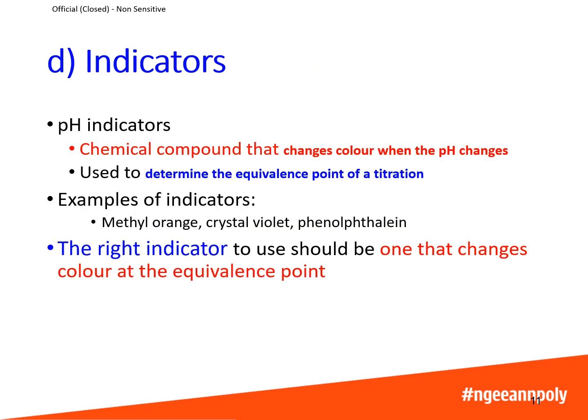So how is the equivalence point or endpoint determined? We will use indicators, for example, pH indicators. These are chemical compounds that can change color when the pH changes, and this can be used to determine the endpoint or equivalence point of a titration for acid and base titration. There are many different indicators such as methyl orange, crystal violet, phenolphthalein. So which one do you choose? The correct indicator to choose will be the one that can change color at the equivalence point.